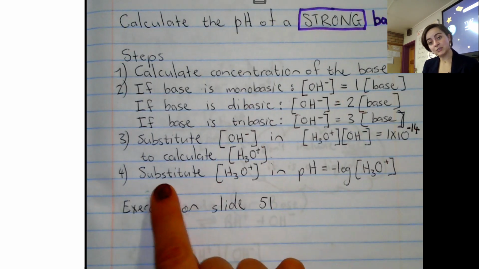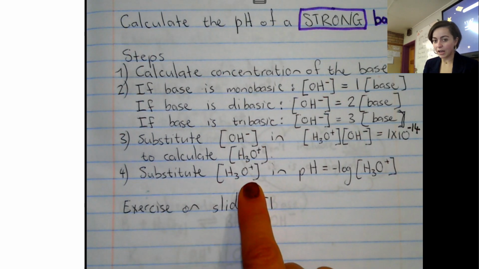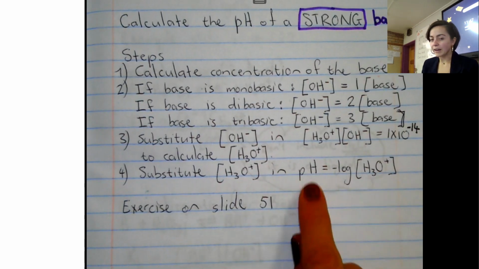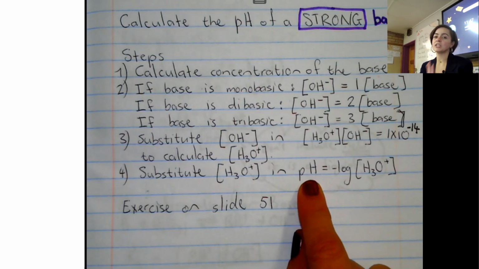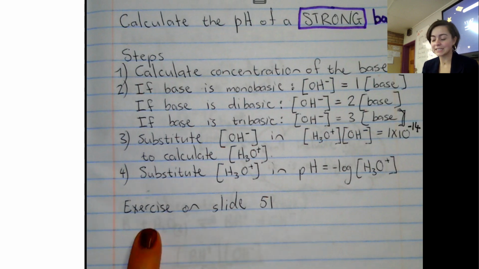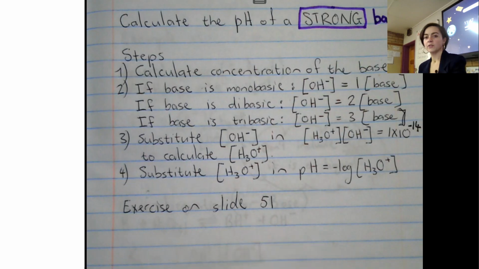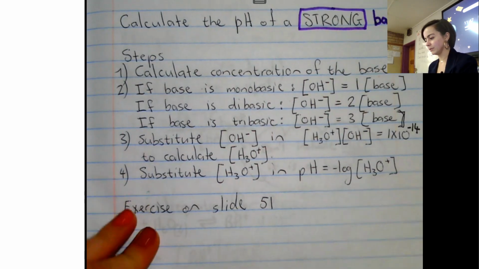And now we substitute that hydronium concentration in this formula and we'll be able to find the pH. Just remember, keep an eye out: your pH in this case needs to be greater than 7, a lot greater than 7, because it's a base. And please do the exercise on slide 51 as another example.